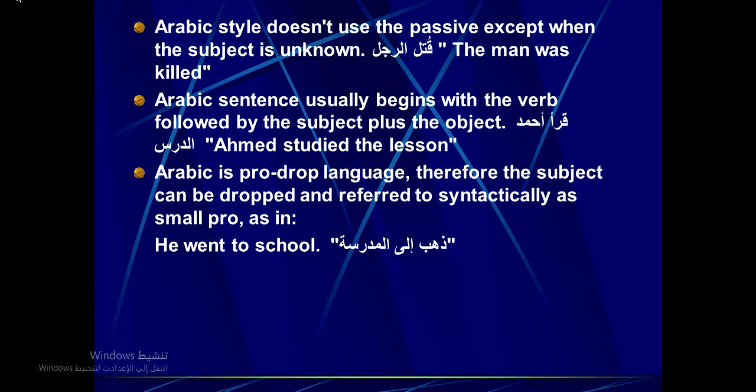Now, by contrast, Arabic style does not use the passive except when the subject is unknown. So we say قتل الرجل, for the man was killed. Arabic sentence usually begins with the verb followed by the subject plus the object. قرأ أحمد الدرس. And Arabic is a verb-drop language.